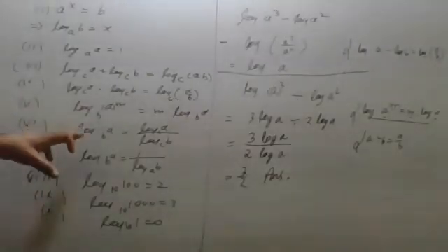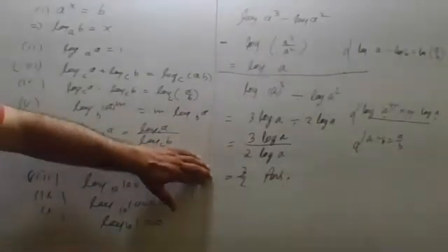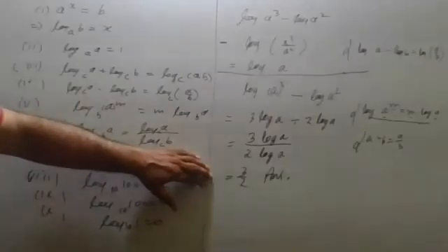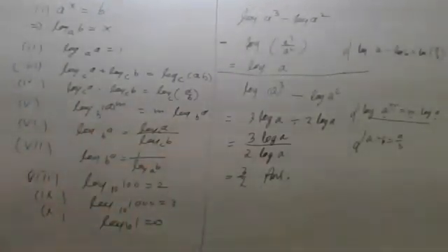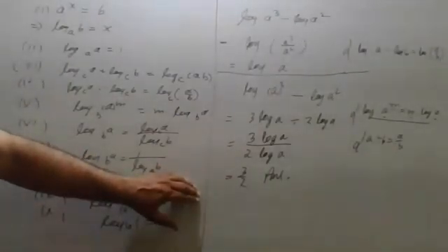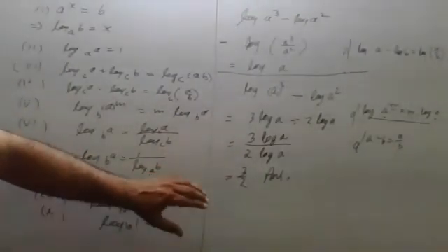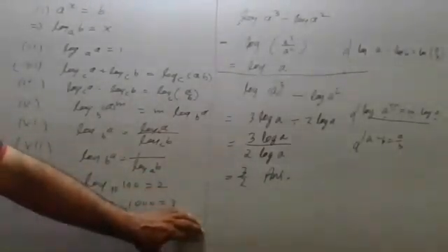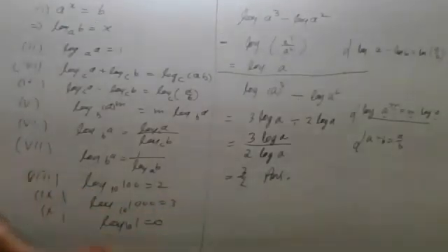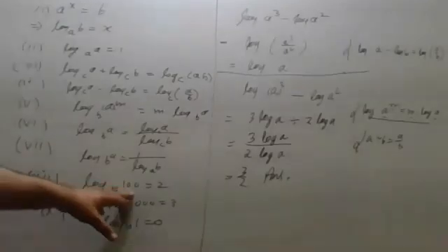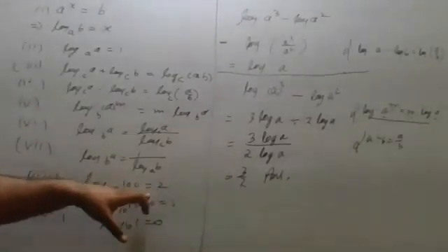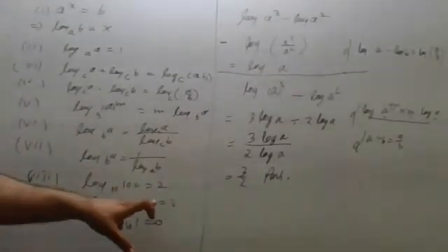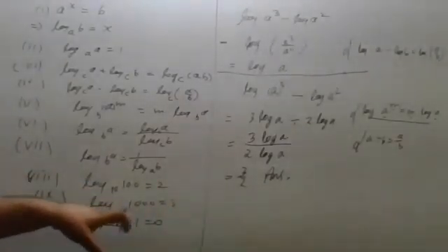Okay. Then log a base b equals 1 upon log b base a. Log 100 base 10 equals 2. Log 1000 equals 3. Log 1 is always 0, whatever the base. But log 100 is not always 2. It is 2 only when the base is 10. Log 1000 is not always 3, but when the base is 10, then it is 3.